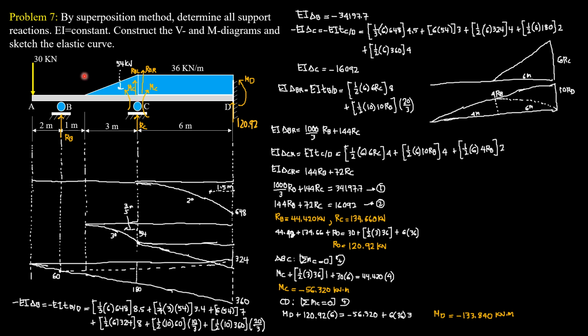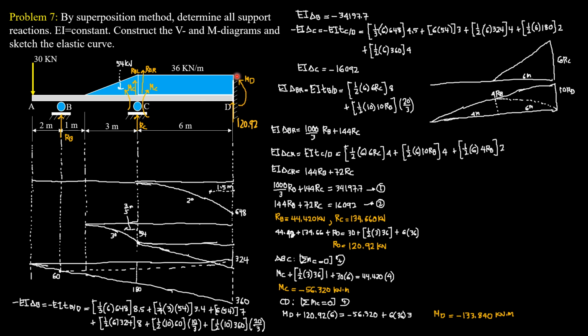So M sub C, counterclockwise positive, plus the moment of this triangle, which is 1/2 of 3 times 36 times 1, plus moment of 30 kilonewtons, 30 times 6, then equals R sub B, which is 44.42 times 4. So from there, we can solve M sub C: negative 56.32 kilonewton meters. Then likewise, considering CD to solve for MD, that's the positive sense of MD.